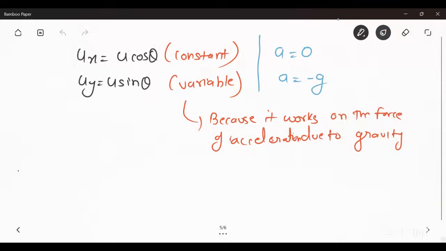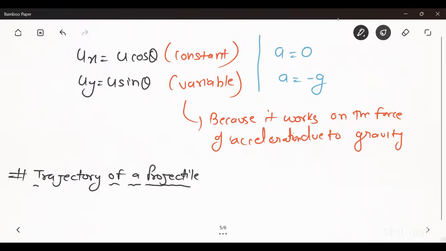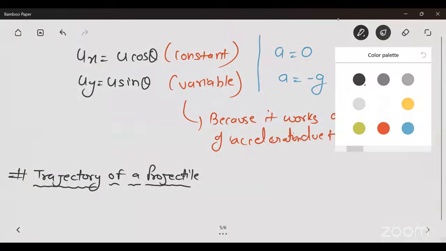So the first topic is the trajectory of a projectile. What is a trajectory? Trajectory means path. So we have to determine the equation of a path.